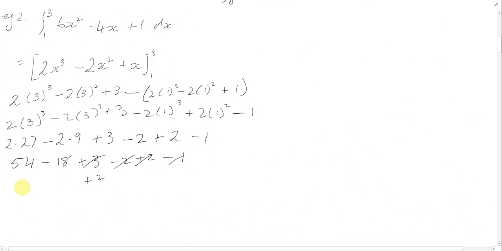54 take away 18 is 36. 36 plus 2, 48. Oh, whoops. How very stupid of me. 38. There we go. So there's our final answer. 38 is our final answer to our original problem.